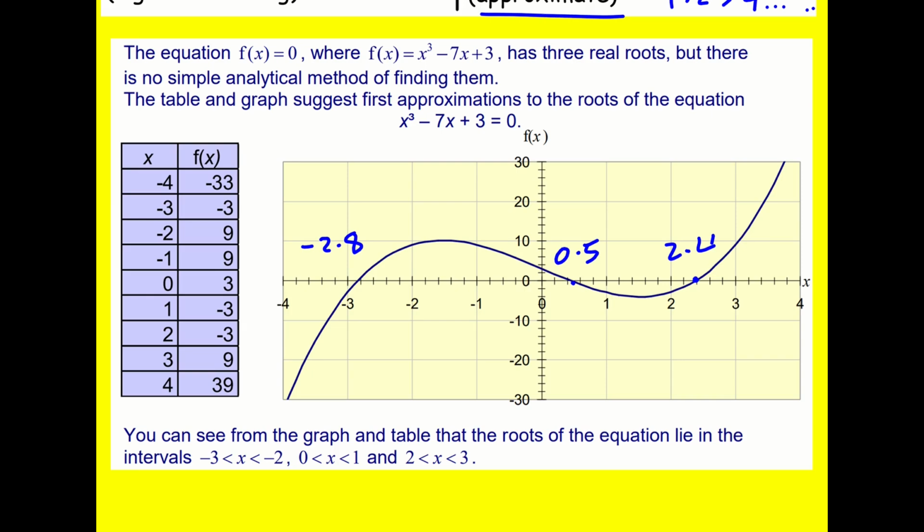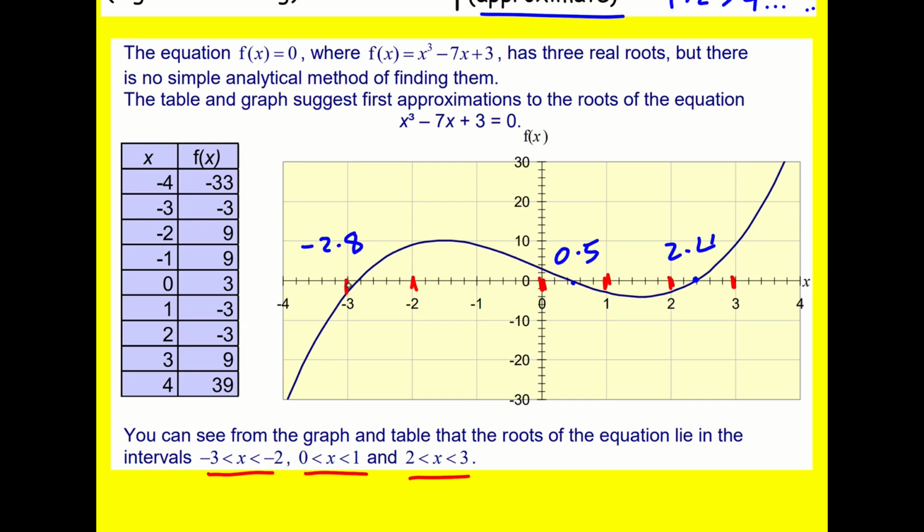And actually, we're going to take a little step back. We're going to do something a bit more simple. And that is to say, you can see from the graph that the roots of the equation lie in these intervals: between minus 3 and 2, between 0 and 1, and 2 and 3, because we're just looking at little blocks of integers of where it lies between. And that's part of what we're going to do today, because we want to look at what's going on in these little blocks.